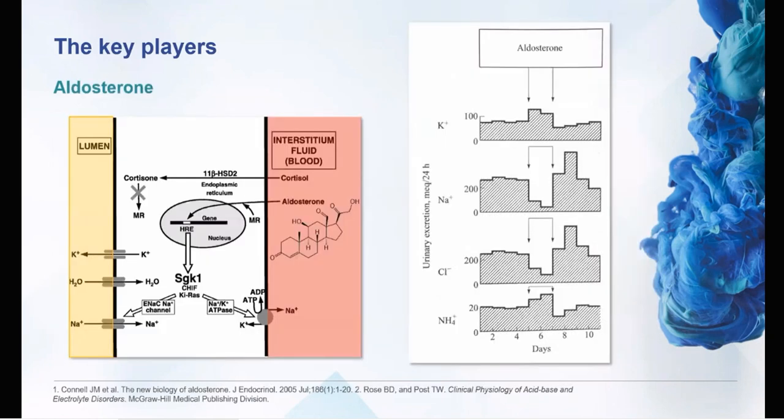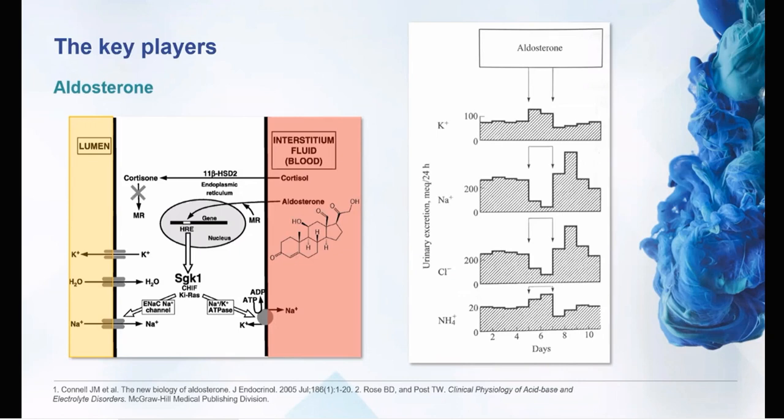This is aldosterone, and I put this slide in because it's sometimes a little less intuitive why urine osmolality can increase without urinary sodium increasing. This is because of the work of aldosterone.